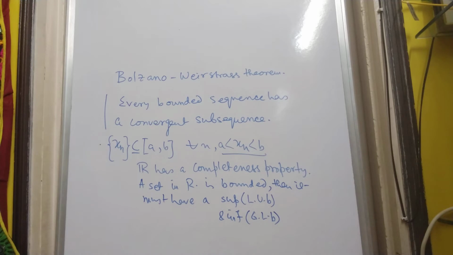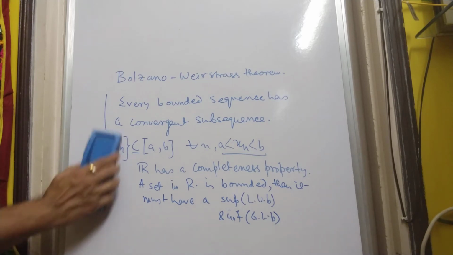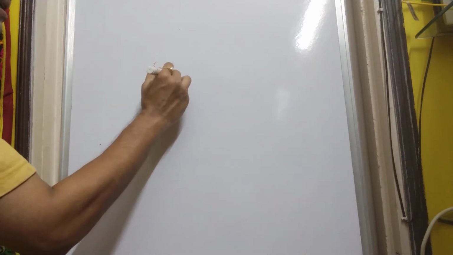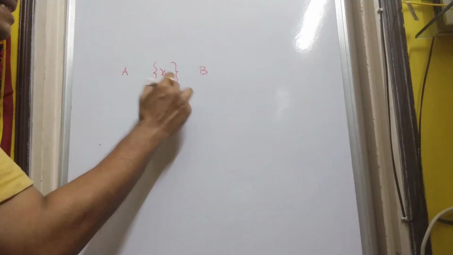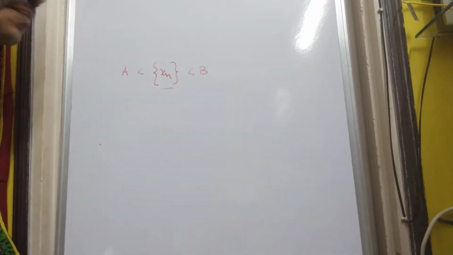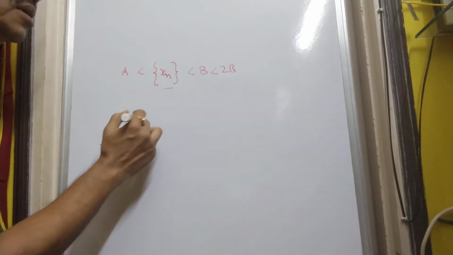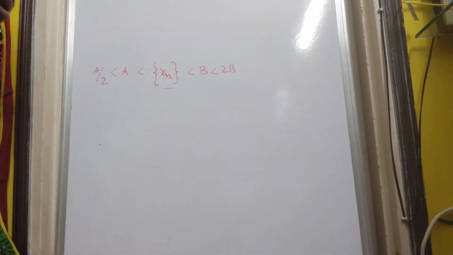It's quite conceivable that whenever a set is bounded, we may think that a set of values is bounded means it has an upper bound as well as a lower bound. Now what is the meaning of this statement? We have a set of values, say a sequence of values Xn. This has an upper bound, say capital B, and a lower bound, say capital A. So all the values of Xn are greater than A and less than B. Now one can easily say that 2B is another upper bound while A by 2 is another lower bound, isn't it so?